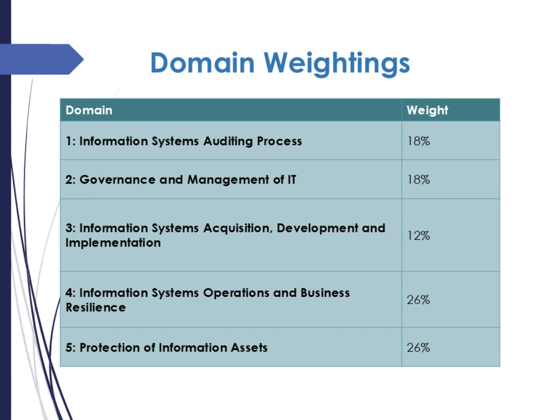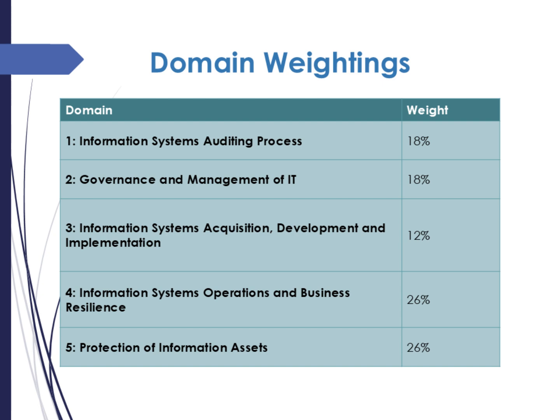Understanding the domain weightings is extremely important when preparing for the CISA exam because it helps you prioritize where to spend the majority of your study time and revision effort. As you can see, domains 4 and 5 carry the highest weighting at 26% each. That means more than half of the entire exam is focused on information systems operations and business resilience, together with the protection of information assets.